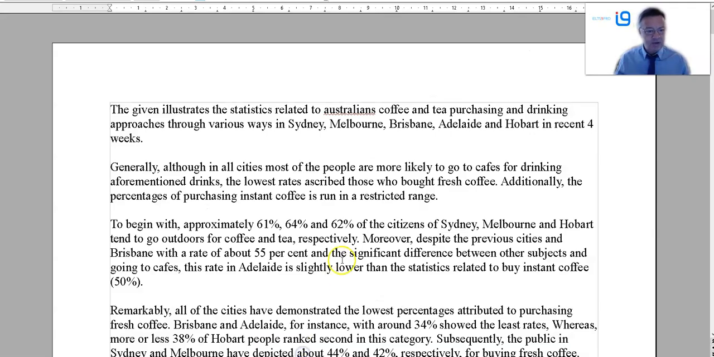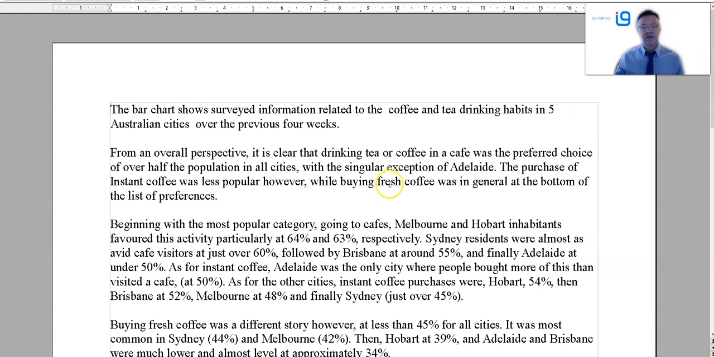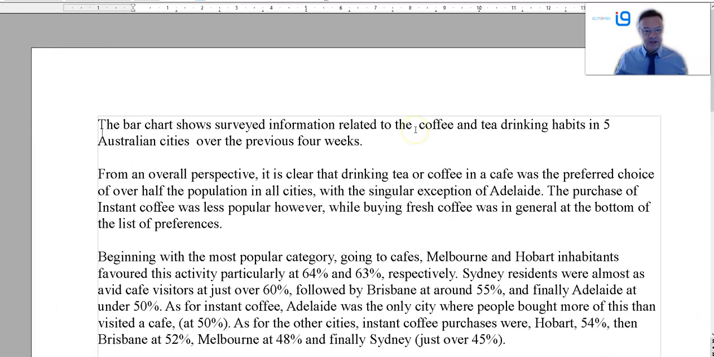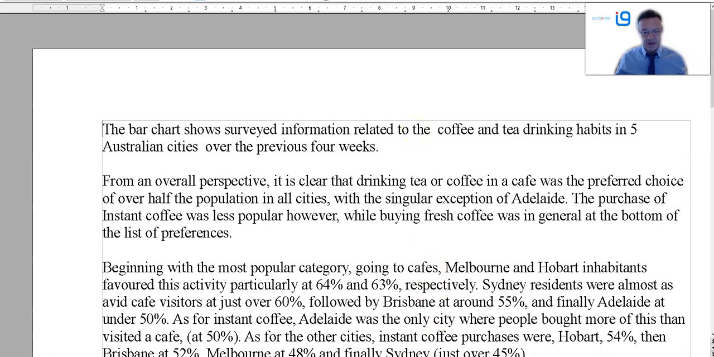So I wrote a sample. I think this is a student's. Hang on. Yeah, this one's mine. I'll make it a little bigger so you can see it.